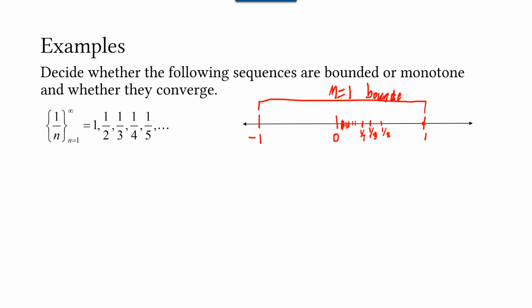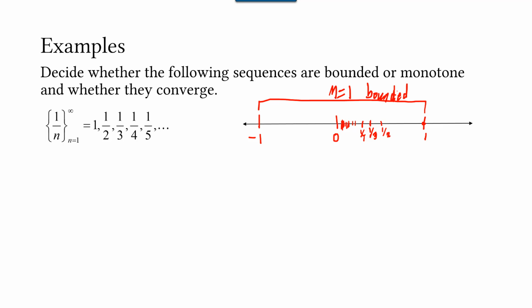Now, if we're going to claim that the sequence is bounded, we do have to produce some capital M. It doesn't have to be the best capital M, but we have to at least give one bound within which the sequence lives. So I could have said M is equal to 2, and that would also be a correct bound. Or I could have said M is equal to 10, or M is equal to 16, or a trillion. Those would all be perfectly good capital M's to satisfy the definition of bounded.